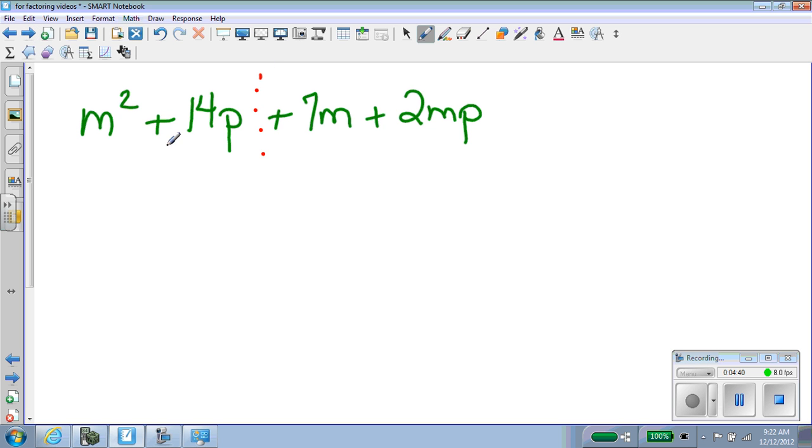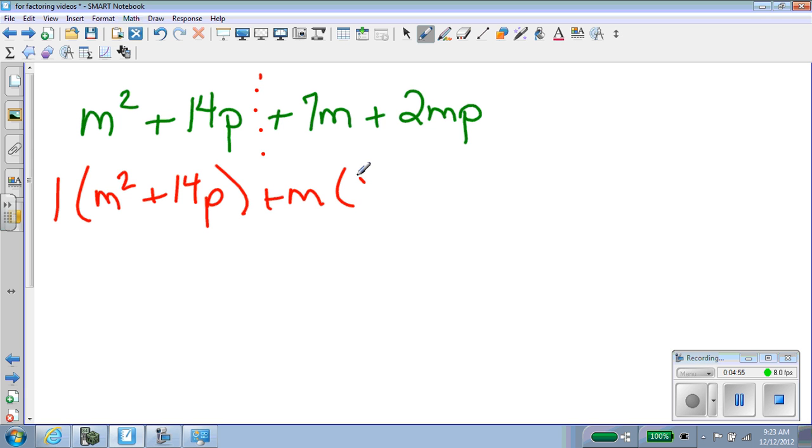These have nothing in common. Sometimes that works. I can just take out a 1, right? They have nothing in common except a 1. These have m in common. Wow, those are nothing like each other. So that wasn't right.